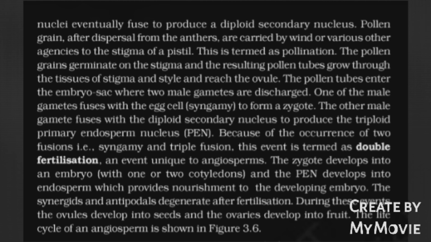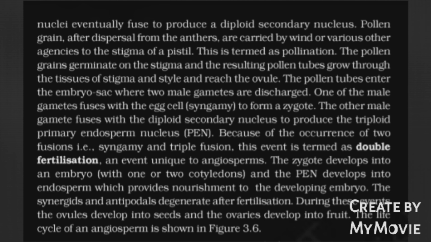Pollen grains, after dispersal from the anther, are carried by the wind or various other agencies to the stigma of the pistil. This is termed pollination. The pollen grains germinate on the stigma and the resulting pollen tubes grow through the tissues of the stigma and style and reach the ovule. The pollen tubes enter the embryo sac where 2 male gametes are discharged.